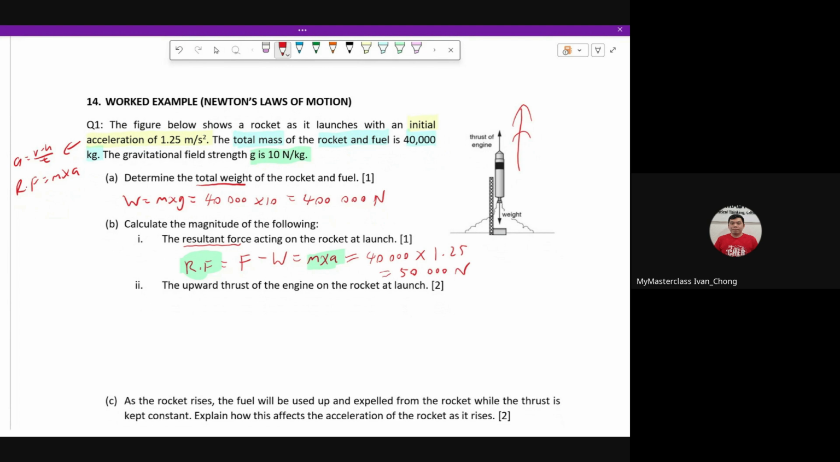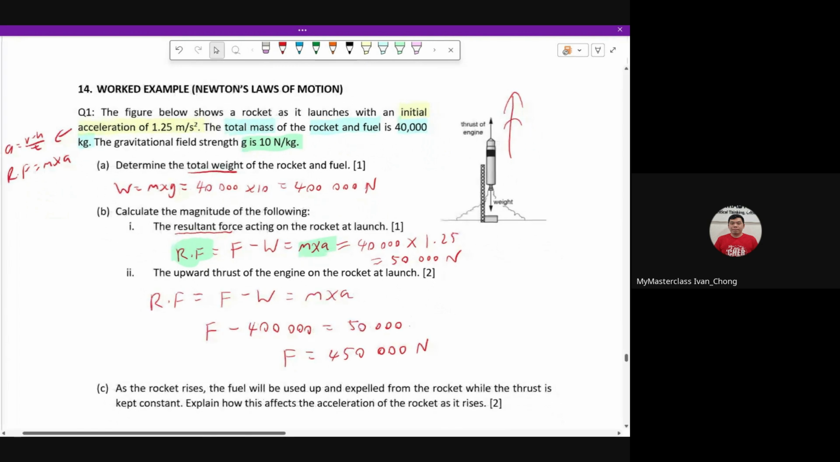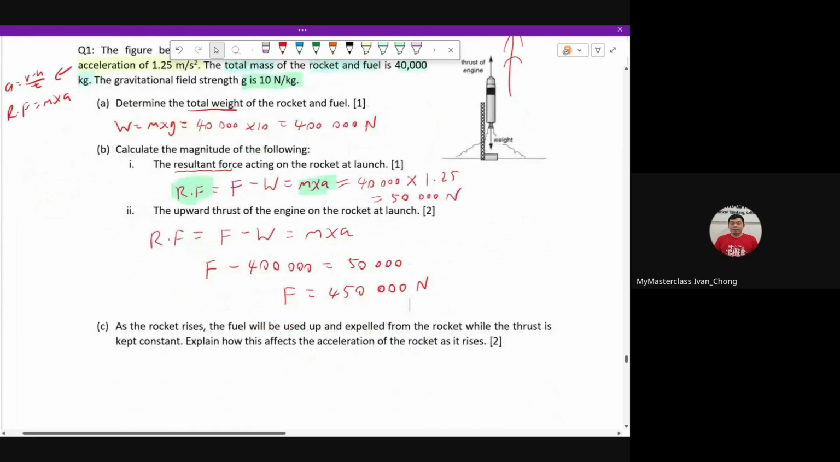And then next, they ask you to find the upward thrust F. So when we write this formula out, you just need to put in your numbers now. You want to find the unknown F. Your weight is 400,000 in part A, and your resultant force ma is 50,000, which is what we calculated in part B. So all you need to do is solve algebra style. So F is 450,000 newtons, the thrust needed to accelerate upwards at 1.25. Okay.